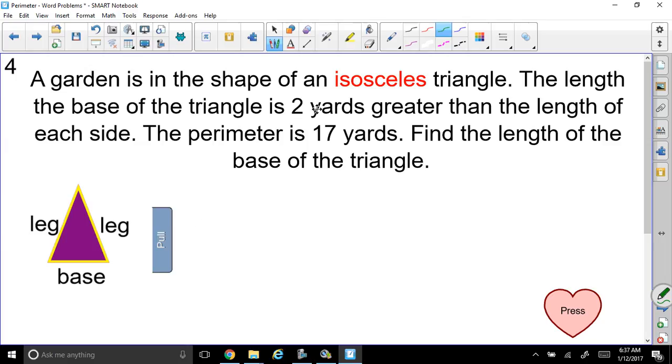So it talks about the length of the base of the triangle is 2 yards greater than the length of each side. The perimeter is 17 yards. Find the length of the base of the triangle. Oh, so we're looking for down here. So that's a great question. I can't wait to see what answer you get. So bring it in to class and we'll pick up there.